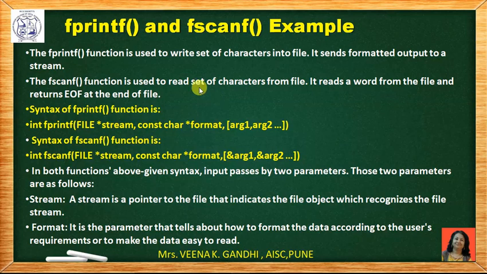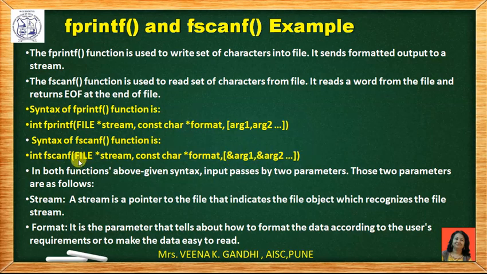The syntax: fprintf first accepts the file pointer, then you set the format string, same as the printf format string, and then you send the arguments. Arguments mean variable 1, variable 2, like that. Now the syntax for the fscanf function: fscanf accepts the file pointer, then again a format string, same as scanf, and then &argument1, &argument2, like that.